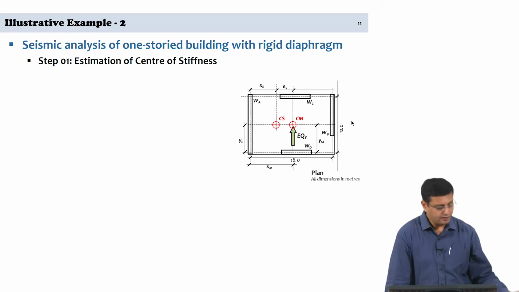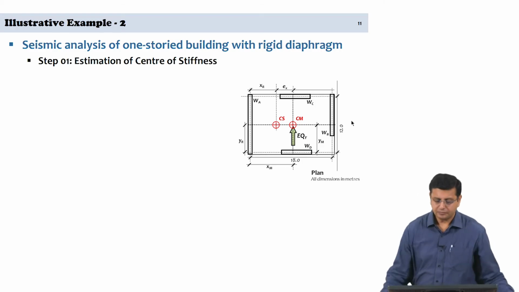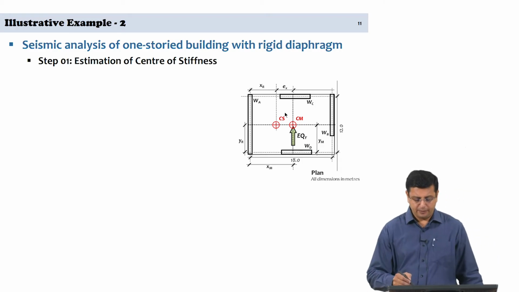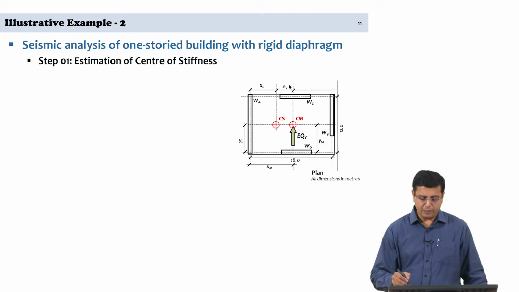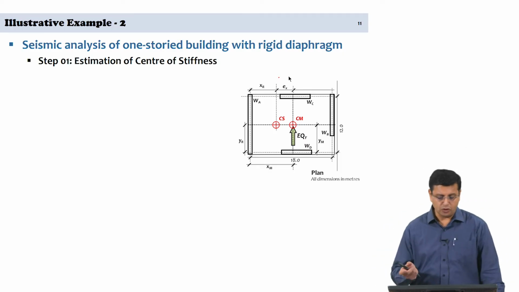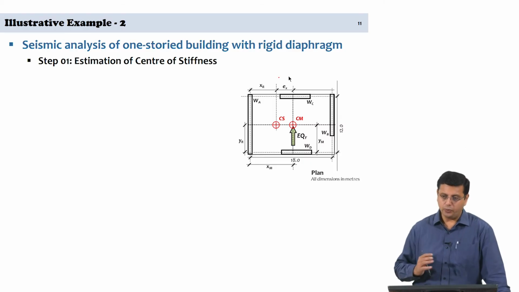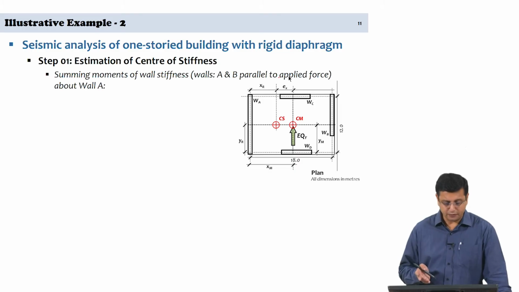That is something of a simplification in this particular case, but in the other direction the center of stiffness and the center of mass along the x axis are not coincident, and therefore that eccentricity is what is going to cause the torsion in the system when earthquake action in the y direction is considered. So, we need to estimate the center of stiffness.